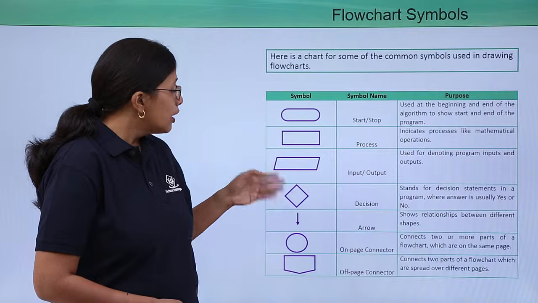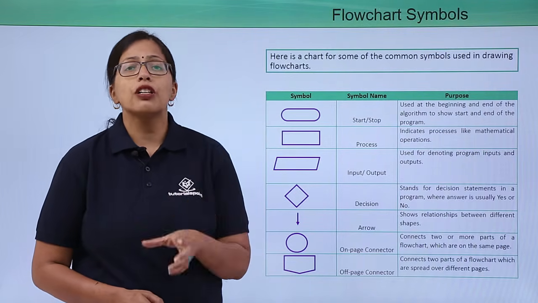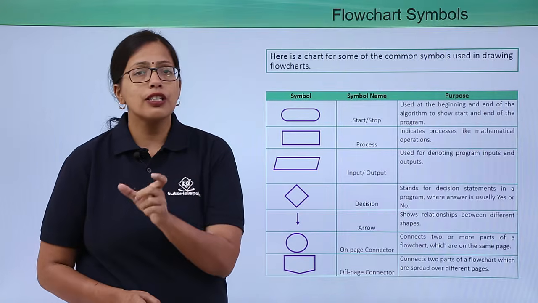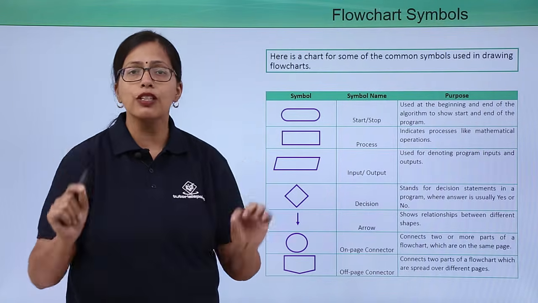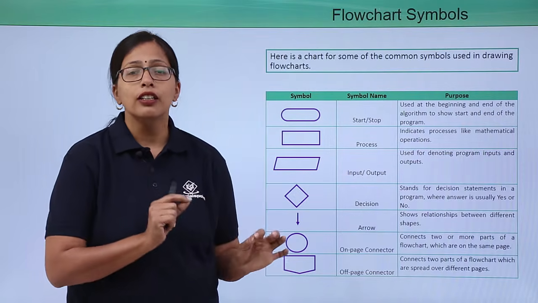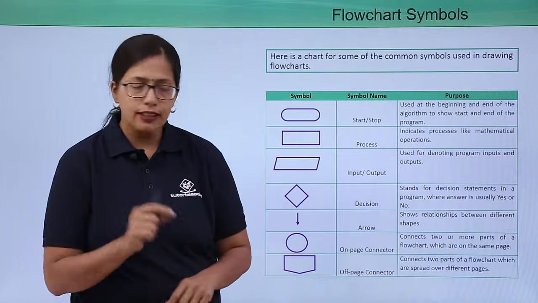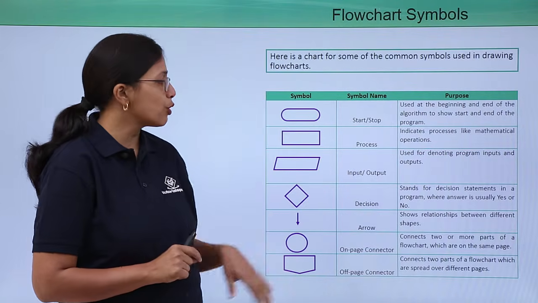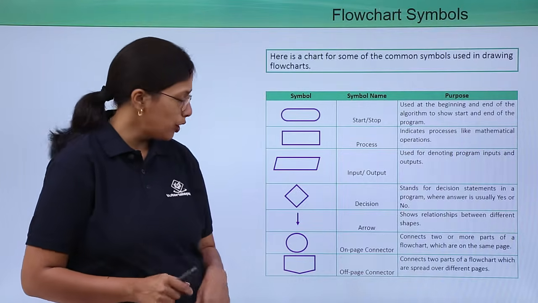Decision. This rhombus is used whenever you want to introduce the control structure of decision. The criteria will be written here, and then there will be arrows coming out and telling what the system has to do if one or the other of the criteria is correct. This is an arrow which shows the relationship between these different shapes that we are using.